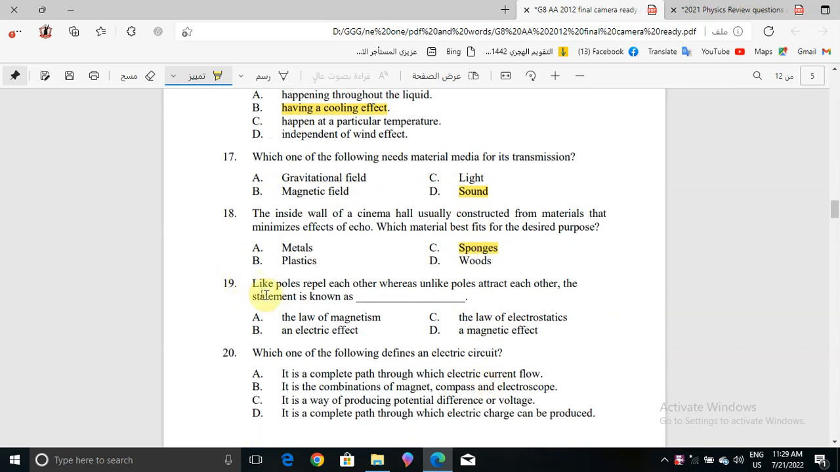Now question number 19. Like poles repel each other, whereas unlike poles attract each other. This statement is known as what? The law of magnetism, the electric effect, the law of electrostatics, or a magnetic effect? The correct answer will be the law of magnetism.